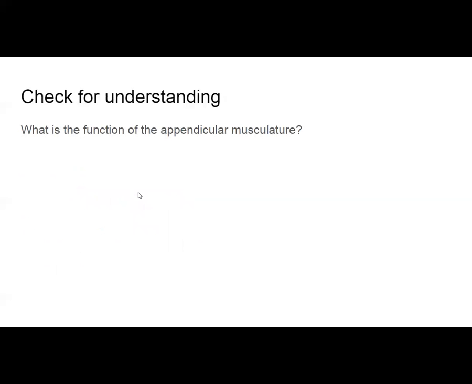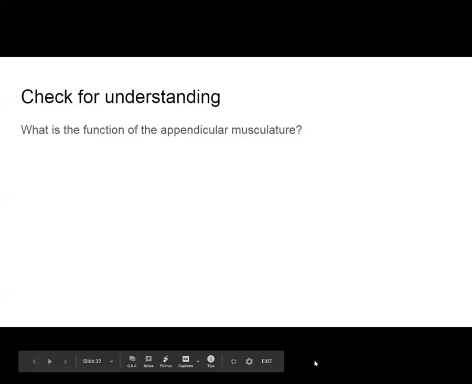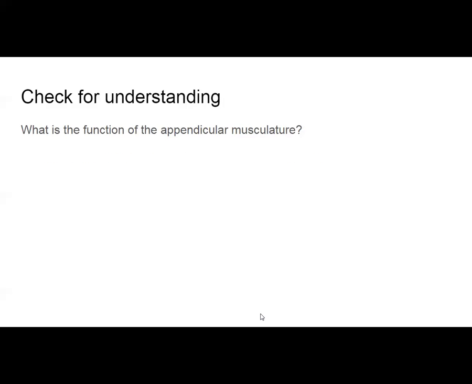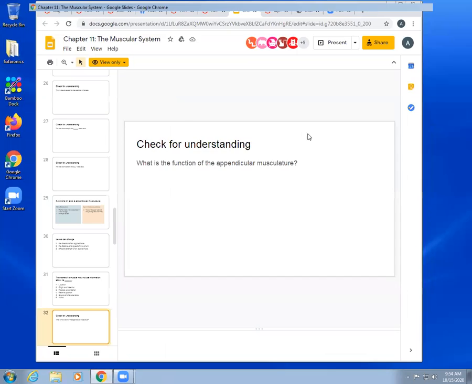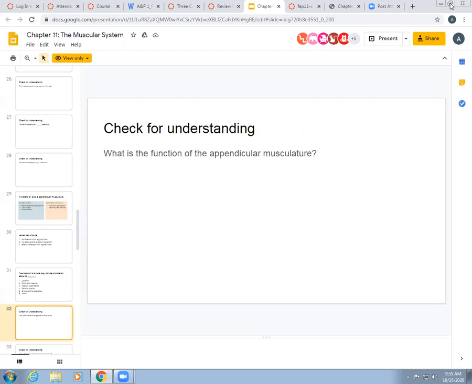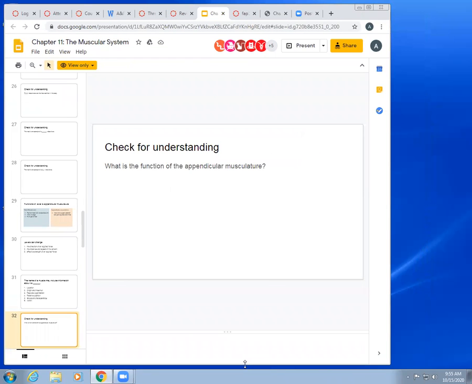All right. Check for understanding. So this one, I'll let you all talk amongst yourselves. What's the function of the appendicular musculature? Let's go ahead and talk with your partners on this one.